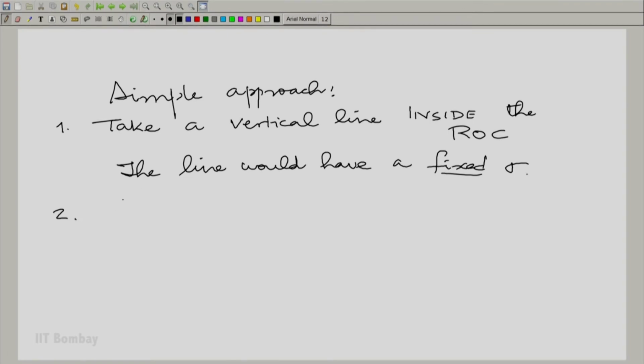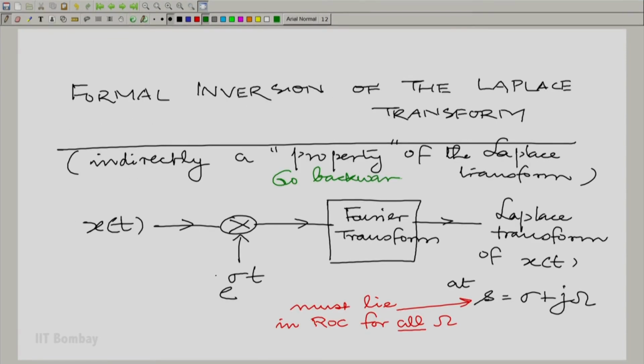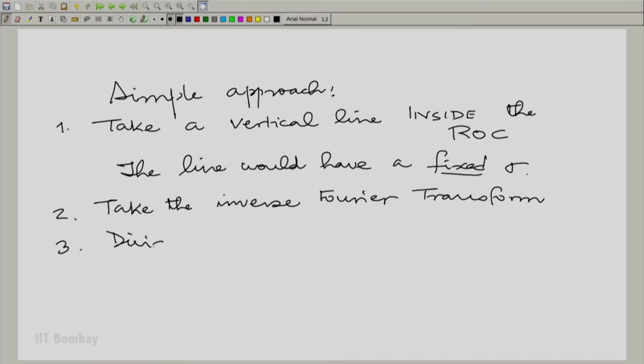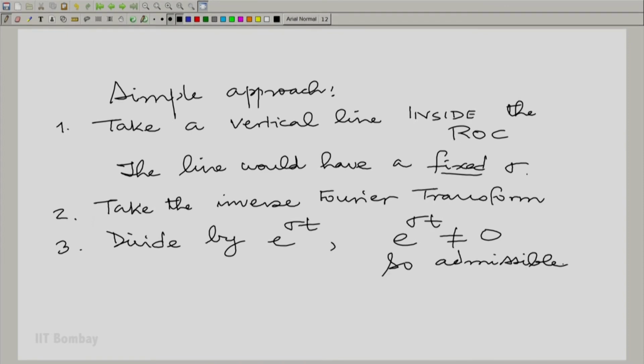So, essentially you are just trying to invert step by step. If you look at what you have done to go to the Laplace transform, we are saying go through the steps backwards. So, go backwards, that is what we are saying. Take the inverse Fourier transform and then divide by e raised to the power sigma t, because you have a fixed sigma here, that is what we are saying. So, let us write that down. Take the inverse Fourier transform and then divide by e raised to the power sigma t. Remember, e raised to the power of sigma t is never 0, so this division is admissible.